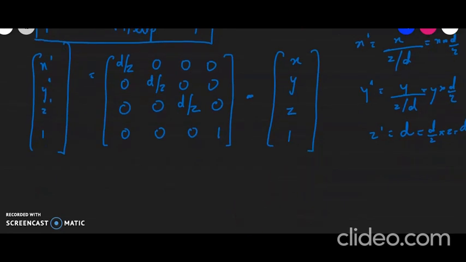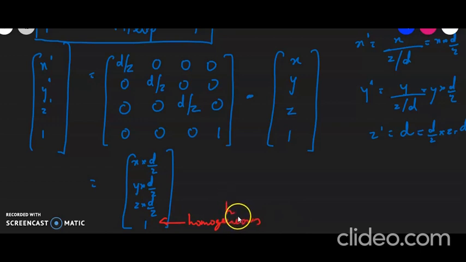Now I will try to simplify this further so that it is easy for us to remember. Please do understand, students, what my final answer will be: X into D by Z, Y into D by Z, Z into D by Z, and my last row is 1, right? And I hope you remember what this last row is. This is the homogeneous value, that is my H value.